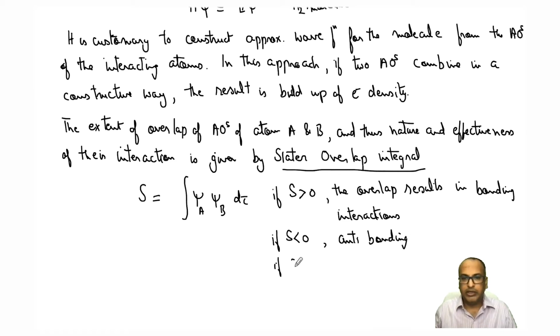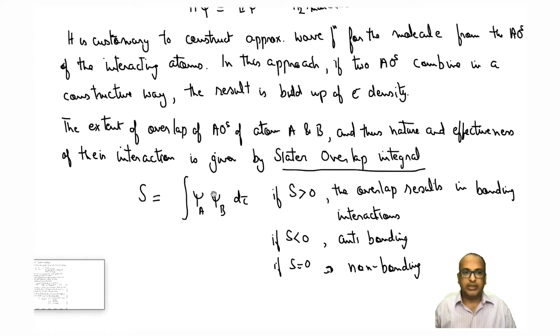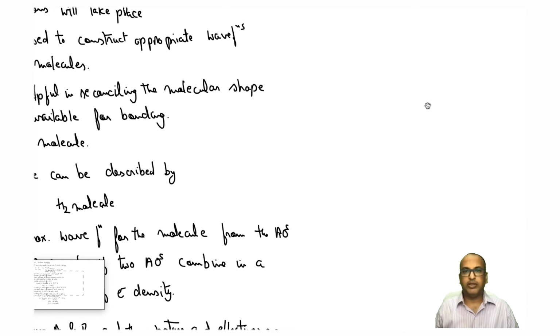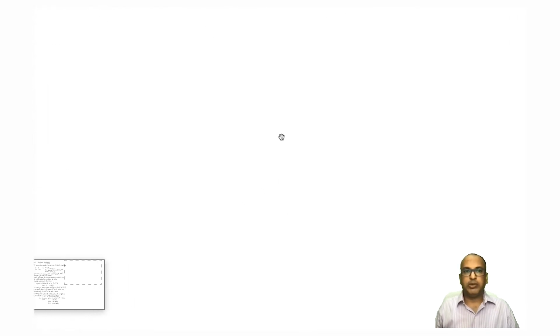And if S is equal to 0, it is possible, right? Then it is non-bonding interaction. So now, to understand this, let us actually draw the balloon diagram of these orbitals, which will help us understand how the bonding, anti-bonding and non-bonding interactions work out.